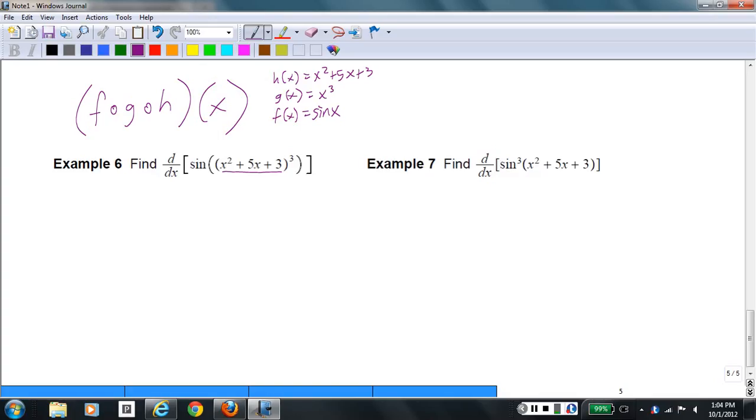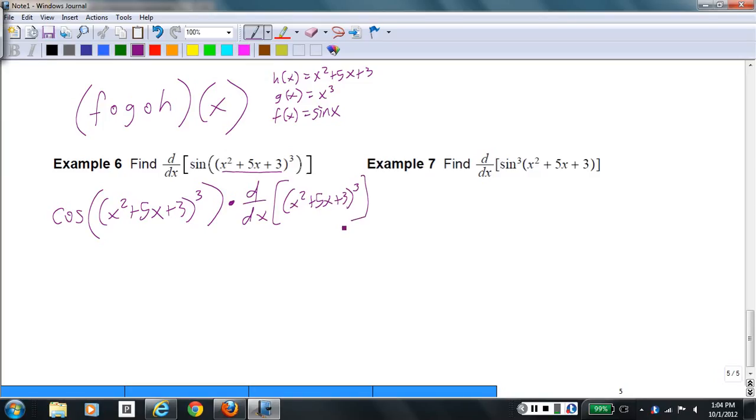So when I look at this, I should think, okay, I want to take the derivative of the sine of something. Well, the derivative of the sine of something is what? The cosine of that something, all of that, times the derivative of that something. So the derivative of the sine of that expression is equal to the cosine of that expression times the derivative of that expression. So we write that down.